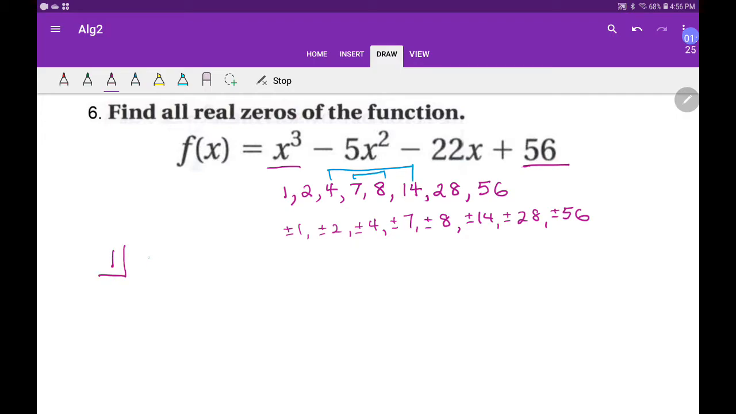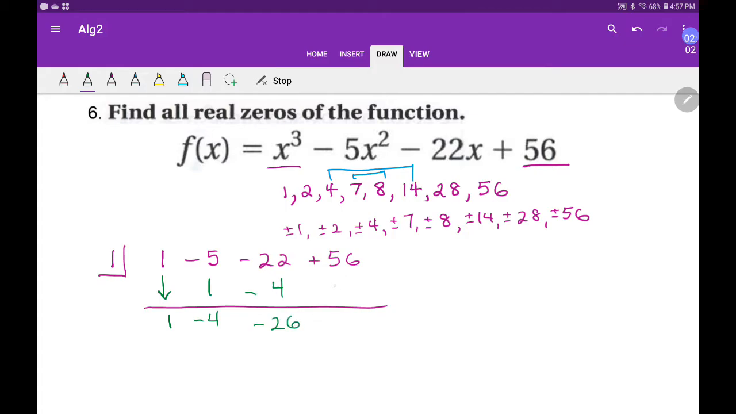We're thinking about x minus 1, so we put in 1, and we use the coefficients. Let me just highlight the coefficients real quick: 1, negative 5, negative 22, positive 56. We use those coefficients. And we bring down the 1. Multiply by 1, that's 1. Plus negative 5 is negative 4. 1 times negative 4 is negative 4. And I get negative 26. And I can see that that is not going to get me what I wanted.